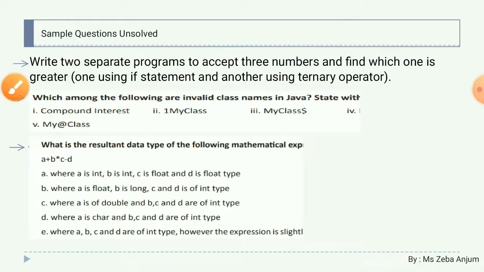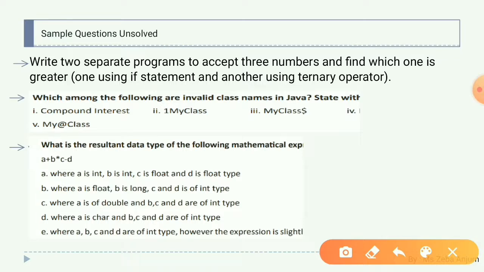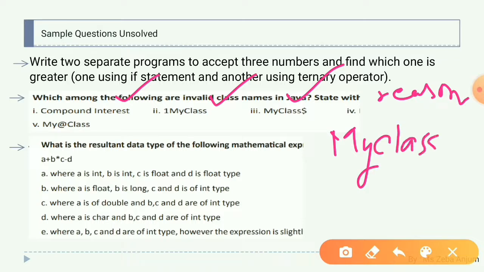Now see the second one: which among the following are invalid class names in Java? You have to find out which are invalid class names. Here you have to follow the rules of identifiers. Mention the rules of identifiers here, and please state the reason as well. The first one is compound interest, the second one is this, the third one is this, the fourth one is misprinted, so better to write my class followed by the hashtag. Okay, the fourth one is this one. The fifth one is also clearly visible.